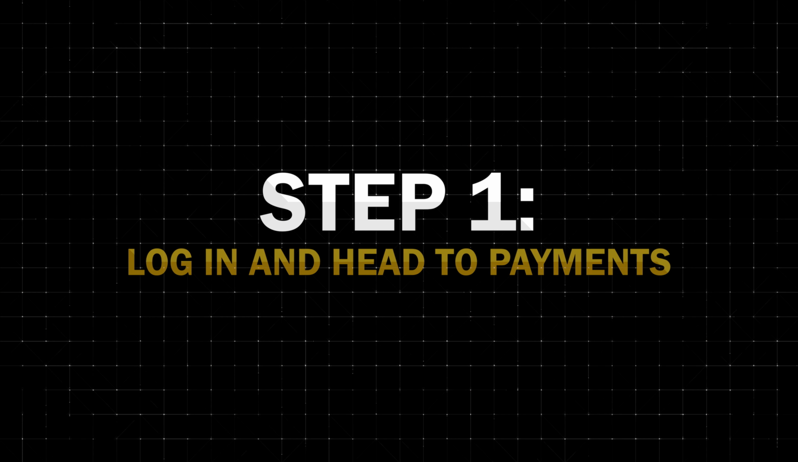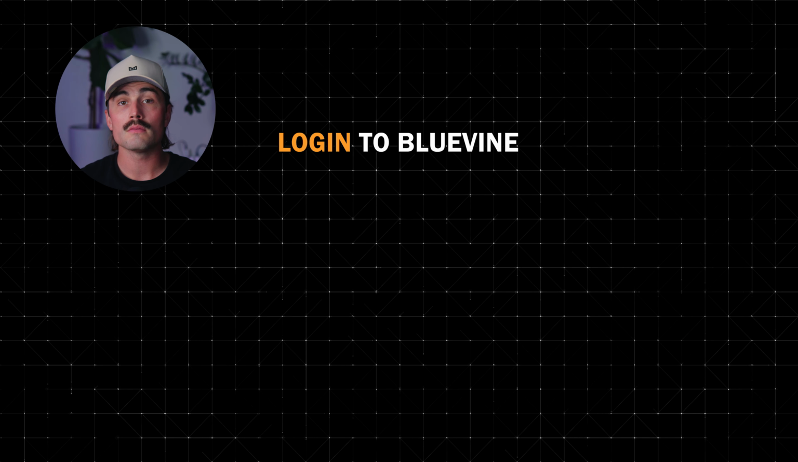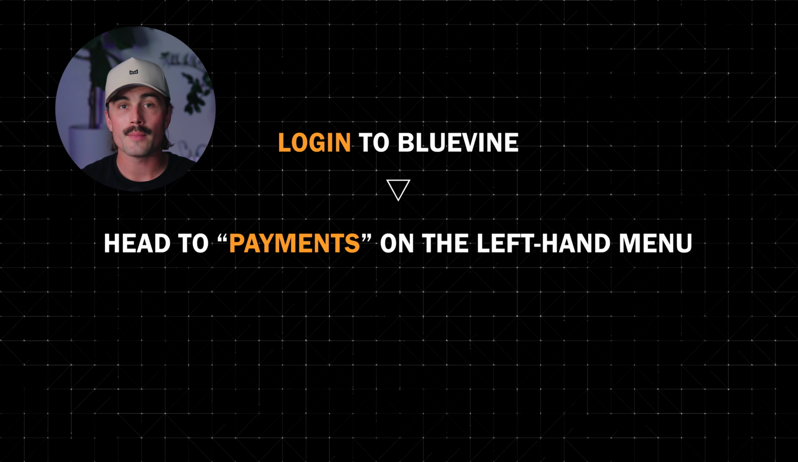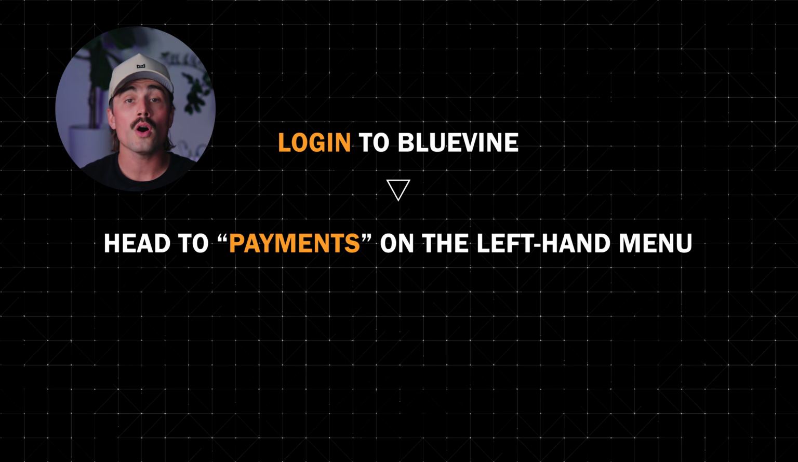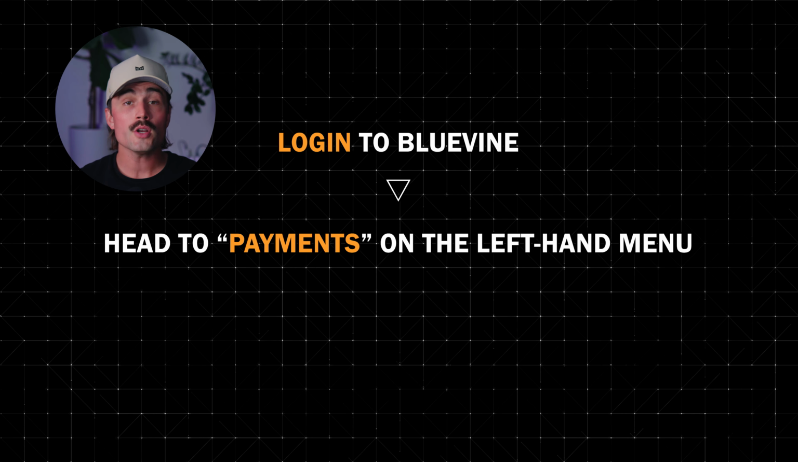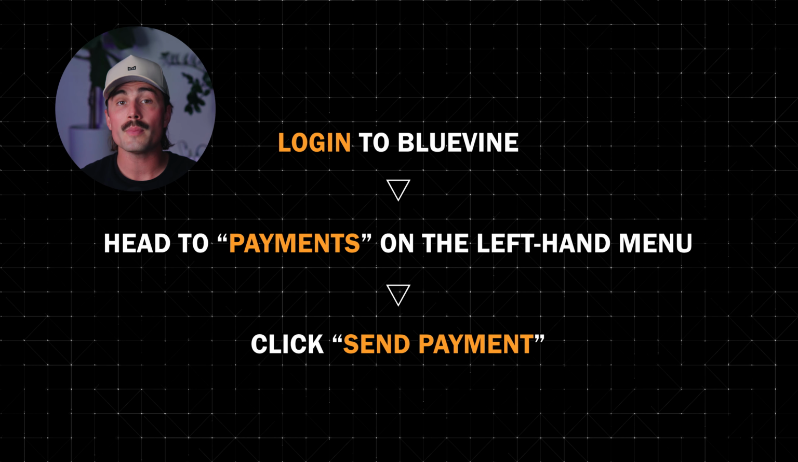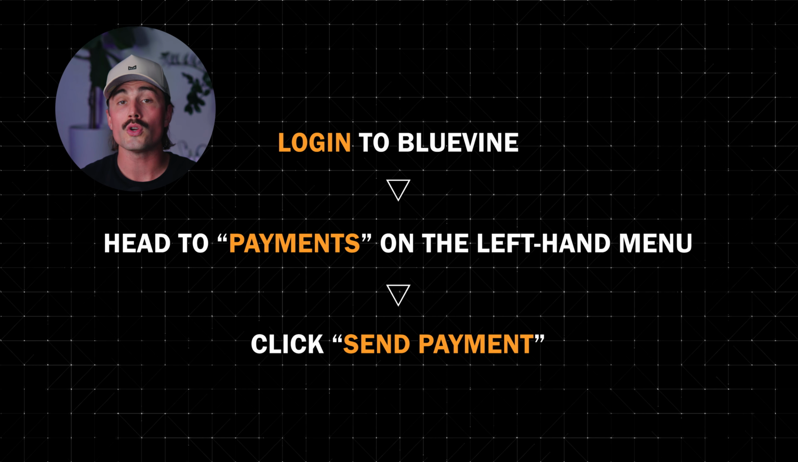Step by step, how to send an ACH transfer in Bluevine. So step 1, log in and head over to payments. First log into your Bluevine business account, and once you're in, we're gonna head to the payments tab on the left-hand menu. This is where all your bill pay actions live. From here, just click on send payment. This will bring up a simple form where you can enter who you're paying and how.